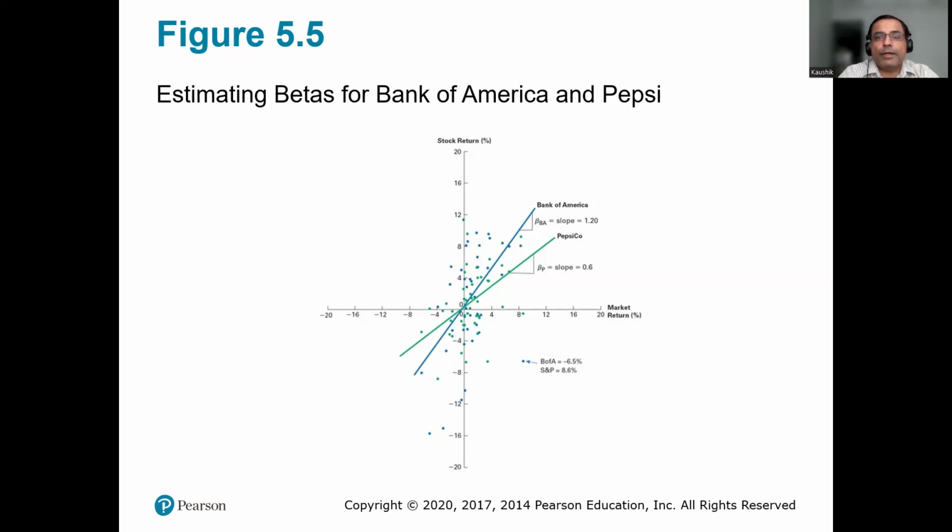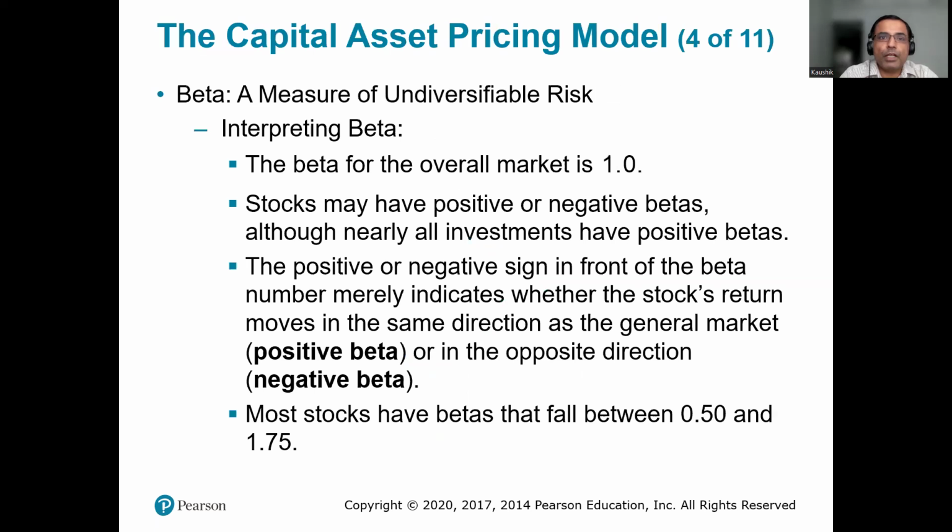Similarly, the beta for PepsiCo is 0.6, which means for a given change in market return, the change in PepsiCo's return will be 60% of that. So what is beta? It is a measure of the undiversifiable risk. The beta for the overall market is 1 because the concept is change with respect to changes in the overall market. Hence, the beta for the overall market itself is 1.